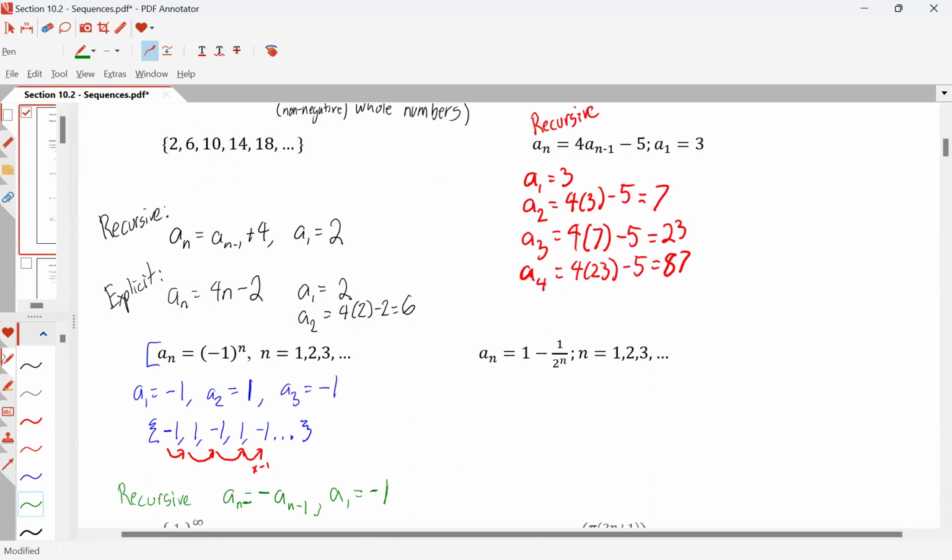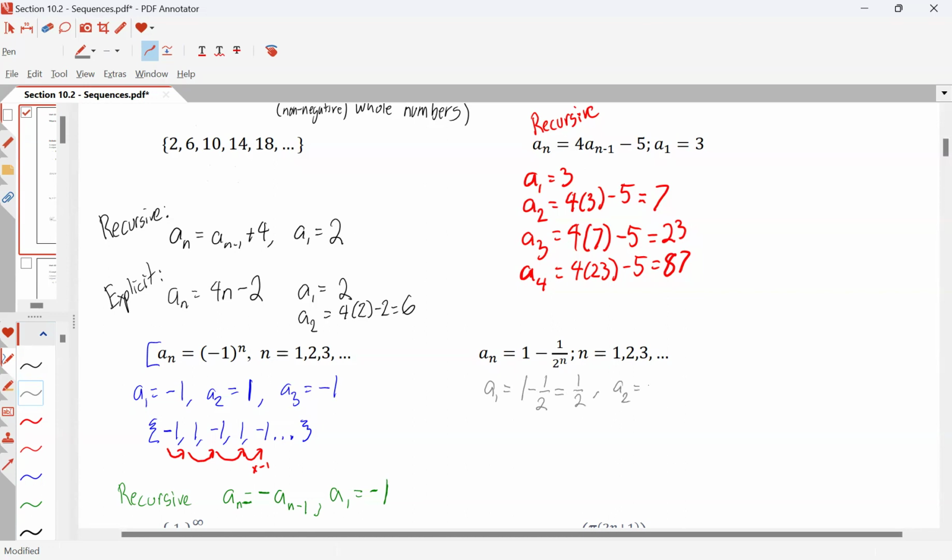Looking at the next example in the bottom right corner, we have another explicit formula, 1 minus 1 over 2 to the n. And again, that's just meaning this is like my function, but all I can plug in are the numbers 1, 2, 3, 4, 5, 6, 7. So my sequence would start when I plug in 1. And 1 minus 1 over 2 to the first is 1 minus 1/2. 1 minus 1/2 is 1/2.